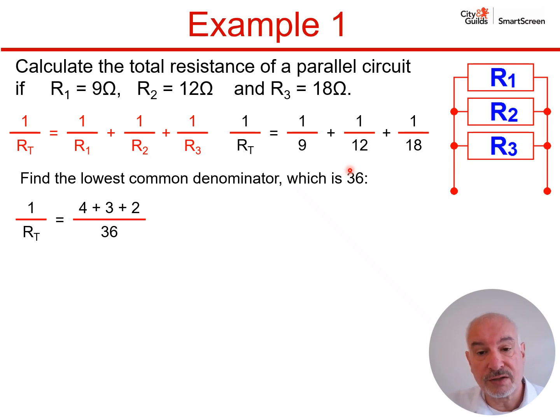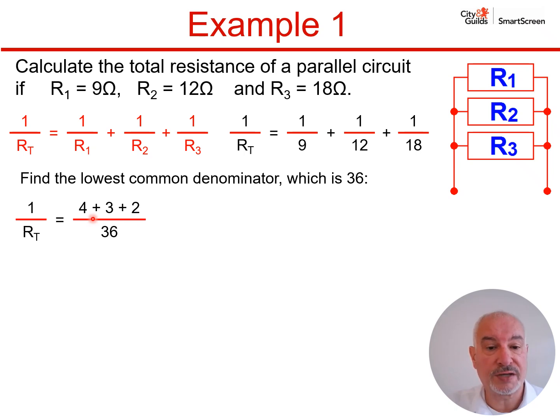Then for the second reciprocal, we've got 1 over 12. So how many times does 12 go into 36? And the answer is it goes in 3 times. So we're going to have a 3. And then 1 over 18, and 18 goes into 36 twice, so we're going to have a 2.